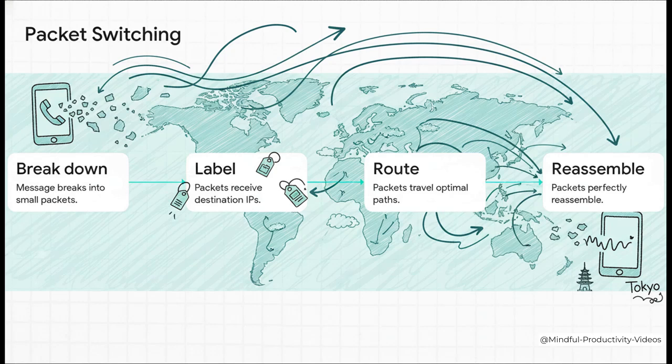All right, so we've got the address, but here is where things get really wild. Your message? It doesn't get sent as one big continuous lump. Instead, a process called packet switching shatters it into tiny IP-labeled shards. And the craziest part is that these packets don't even travel together. They completely scatter. They take entirely different global routes to bypass traffic jams, only to perfectly reassemble themselves the exact millisecond they hit your friend's phone in Tokyo.